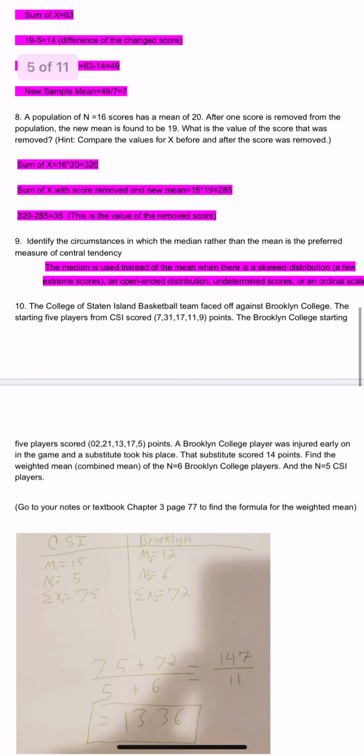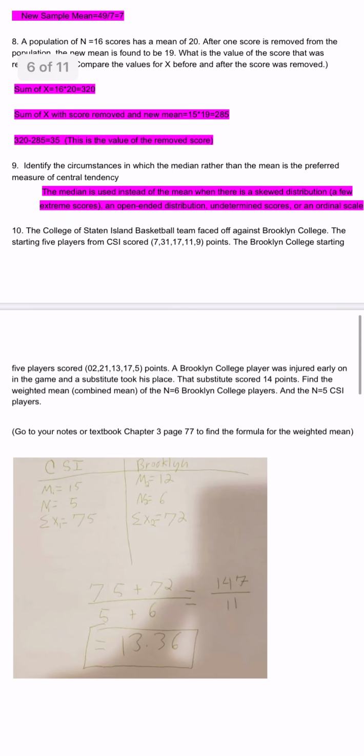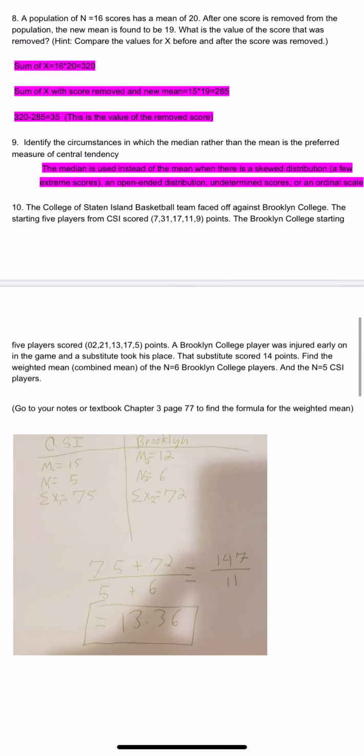The College of Staten Island basketball team faced off against Brooklyn College. The starting 5 players from CSI scored 7, 31, 17, 11, and 9 points. Brooklyn College's starting 5 scored 2, 21, 13, 17, and 5. A Brooklyn College player was injured early on in the game, and a substitute took his place. That substitute scored 14 points.